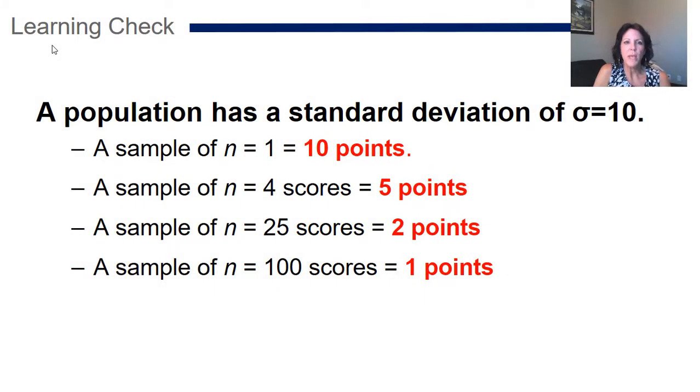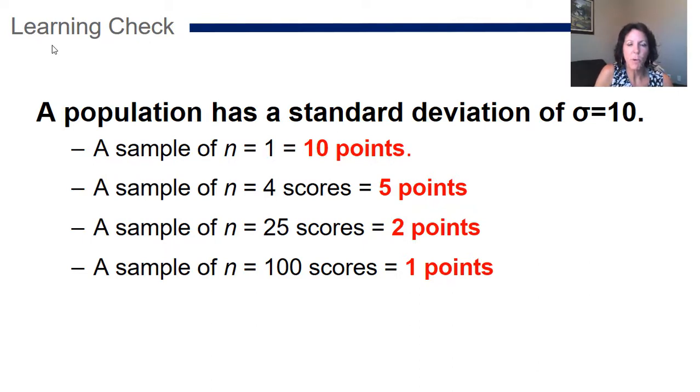Okay, so when we had a standard deviation of 10 and a sample size of 1, we had a standard error of 10. With a sample of 4, we had a standard error of 5, 25 a standard error of 2, and 100 a standard error of 1. So the same pattern is seen here very easily: when your sample size increases, your standard error decreases.